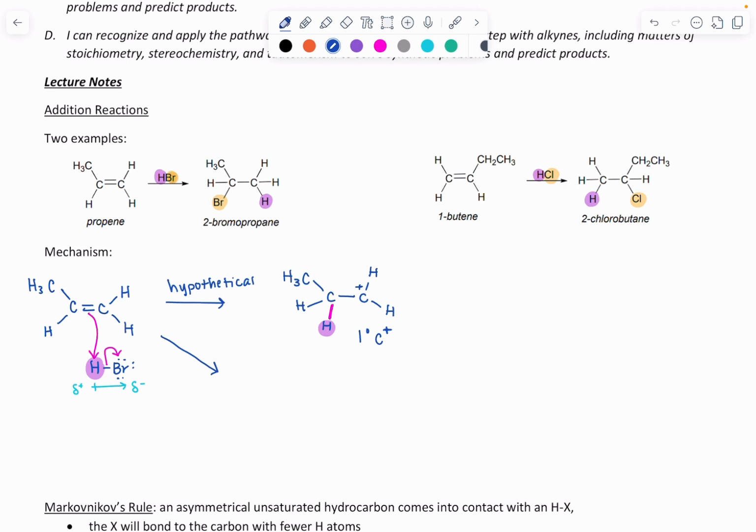So let's just write this intermediate does not form. And so you don't even have to draw this. This is only for our notes to understand why it doesn't form. If you're asked for a mechanism, don't draw this version. You would draw the more stable intermediate. This intermediate does not form because it is too unstable.